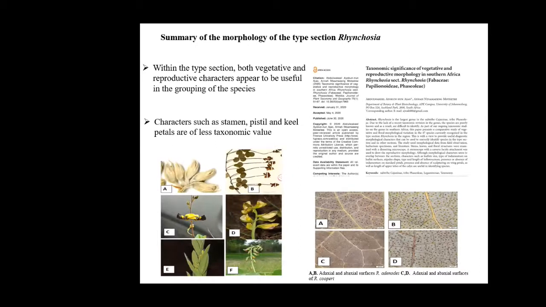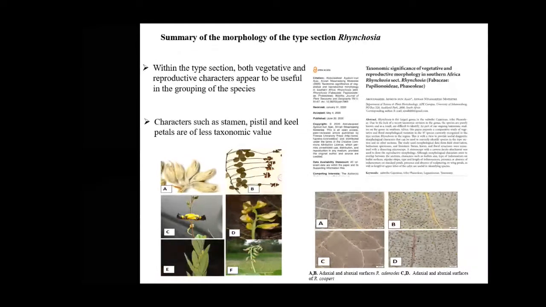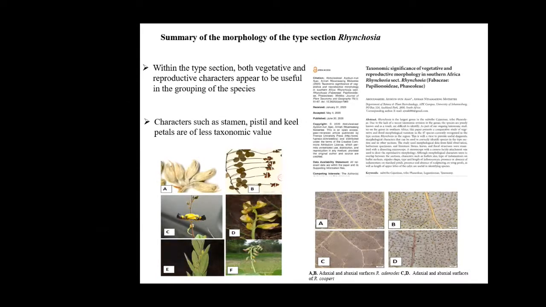Looking at the indumentum on the leaves too, in Coarsehair noddies, both the adaxial surface and the abaxial surface are glandular, while in Coarsehair cuperi, only the adaxial surface is glandular. All these characters are useful to distinguish between the species in the type section. Of course, characters such as stamen, pistil, and keel petals have less taxonomic value.